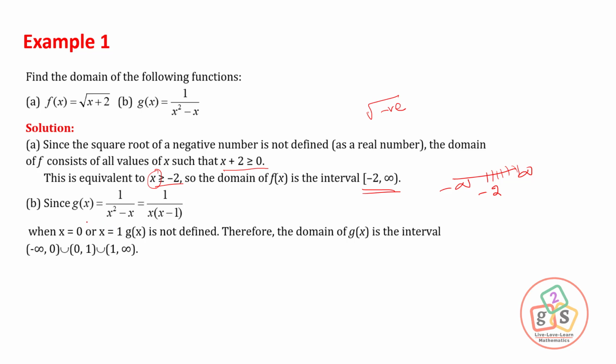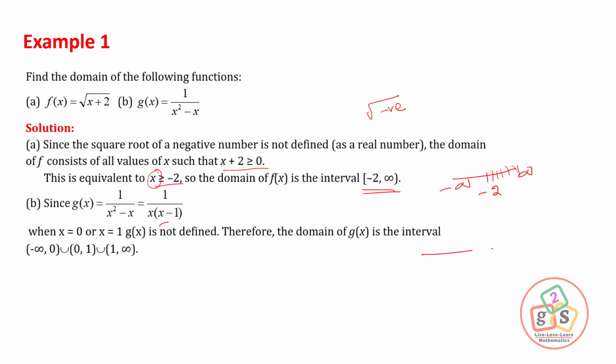For the second problem, g of x is equivalent to 1 by x square minus 1. This can be written as 1 by x into x minus 1, taking x outside. Now we can observe that when we put x equal to 0, what do we get? Anything by 0 is nothing but infinity. The function is not defined. Similarly, x is equivalent to 1. So we substitute x equal to 1, what will happen? 1 by 1 minus 1, that is 0. So anything by 0, infinity. That is, the function is not defined. So at x equal to 0 and x equal to 1, the function is not defined. So x cannot take these two values, 0 and 1.